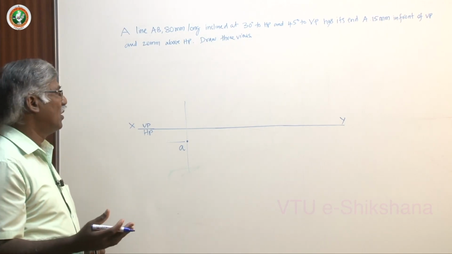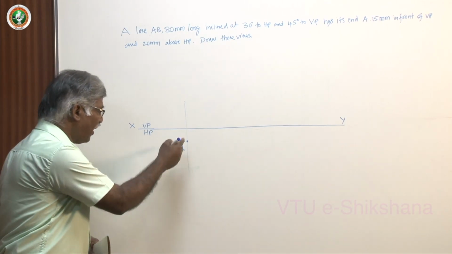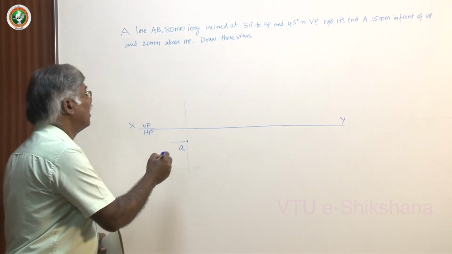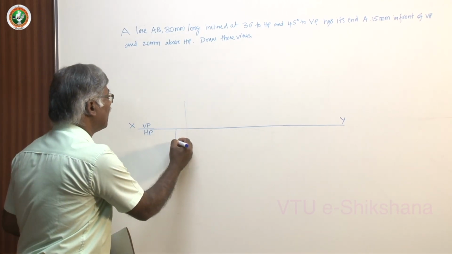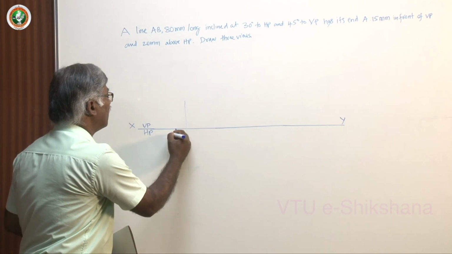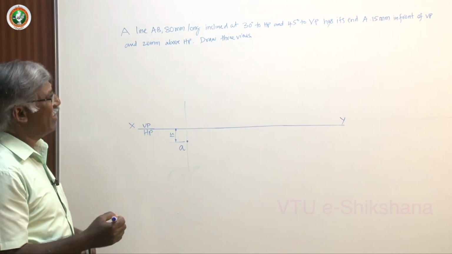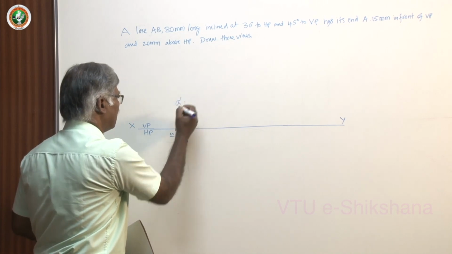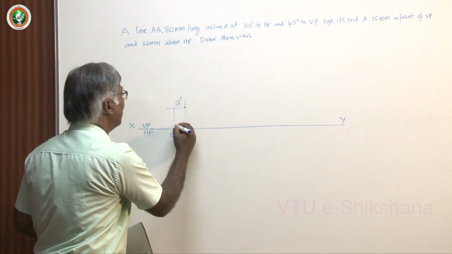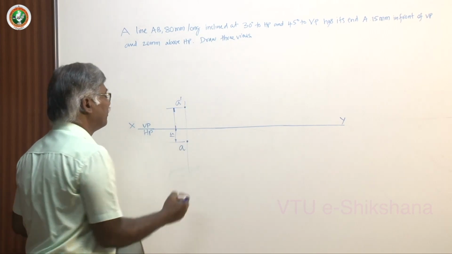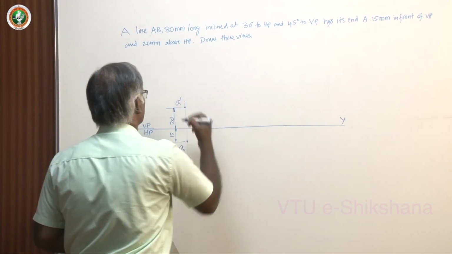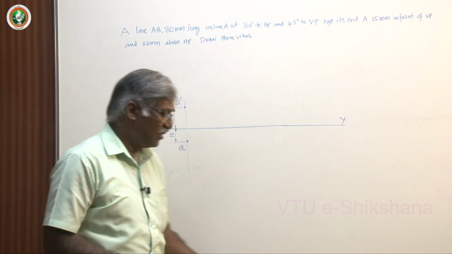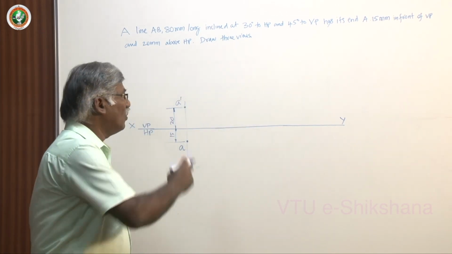Do it carefully and neatly when you are working manually. If it is on a computer, you keep A a little away from the point and also the dimensioning lines. Next comes the distance from HP, 20 mm above HP. Mark carefully. This is A dash. Dimension it, maintain a sufficient gap. This is 20. Now, as we discussed earlier, let me draw the inclination to HP.